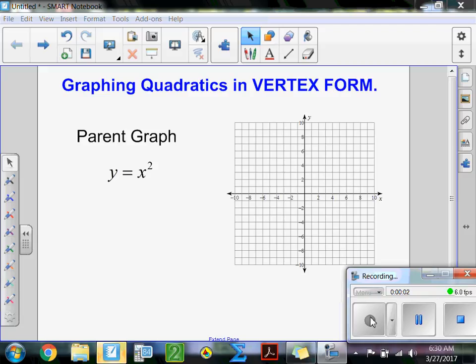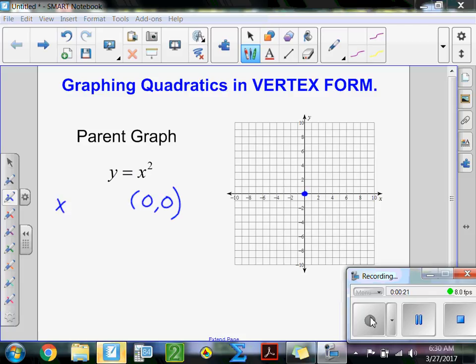Alright, this is a review of graphing quadratics in vertex form. We are always going to try to find the vertex first. This is an example starting with the parent graph, y equals x squared, which has a vertex at 0, 0. There's no numbers in the equation to show that it's been transformed, so we start at 0, 0.